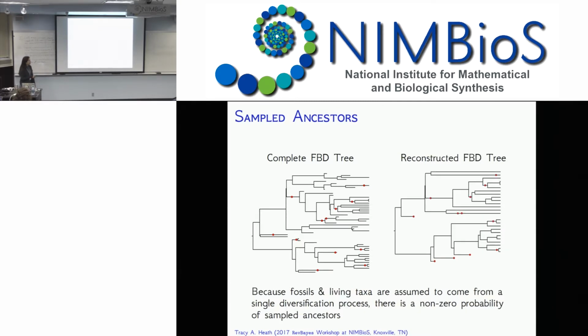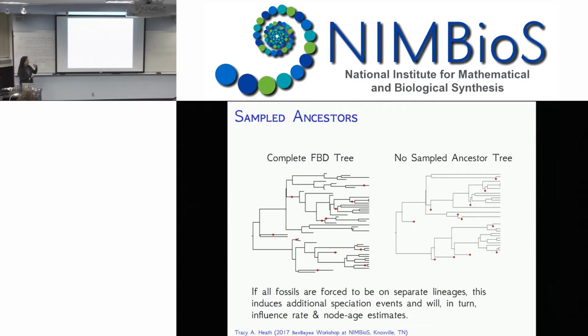So if you look back here, if this is our true sample, but then we have some birth-death process that doesn't allow sampled ancestors, that birth-death process is going to assume that there are extra speciation events here that didn't actually occur. And so this process is not very likely when we're thinking in a macroevolutionary sense.